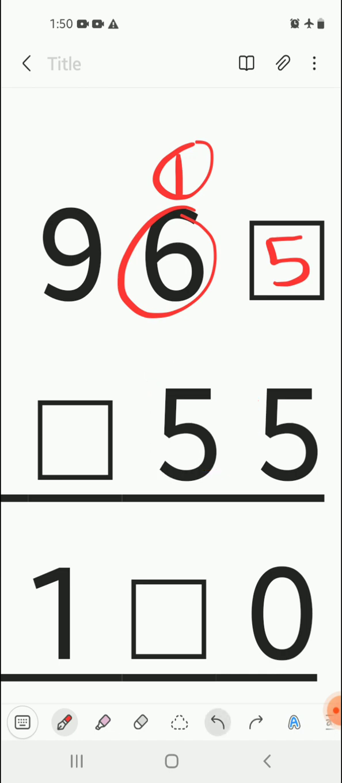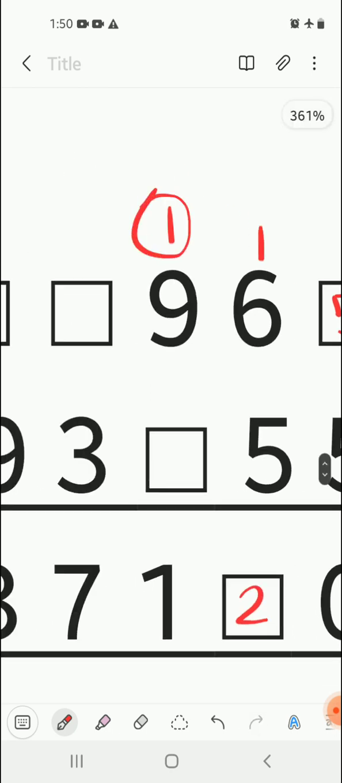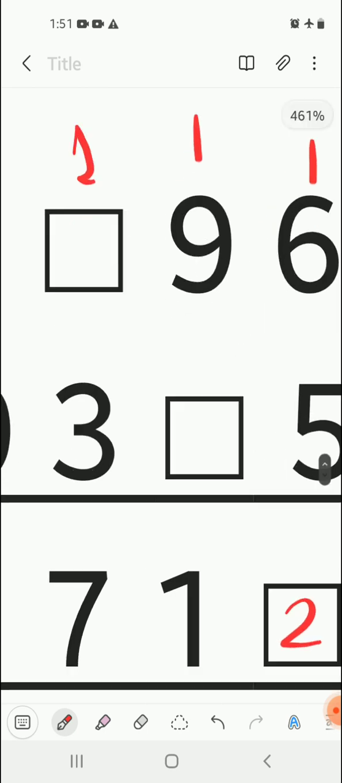Now see, 6 plus 1, 7 plus 5, 12. So we are going to write 12, 2 here, 1 here. 9 plus 1 is 10. And over here you can see 1 is given. It can't be 9 plus 1 is 10. 10 plus something can't be 1. So it must be 11. So carry 1. So it is 9 plus 1, 10 plus 1, 11.